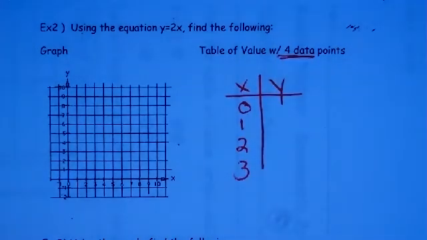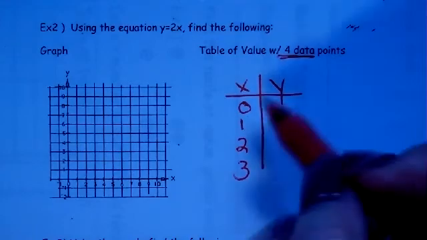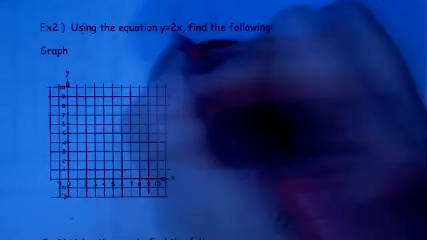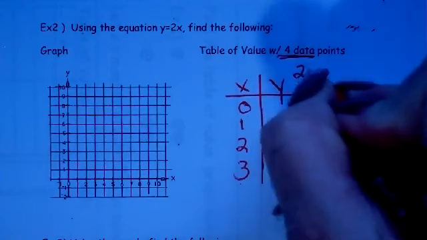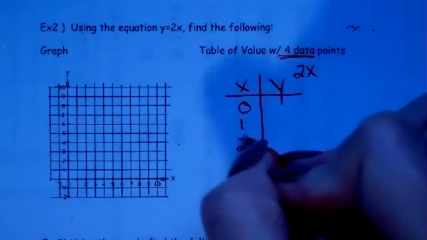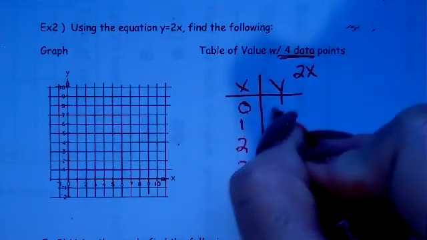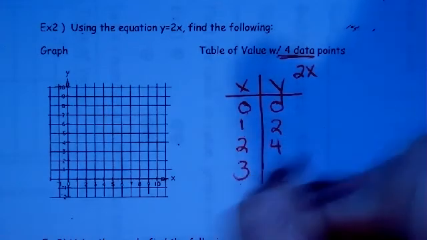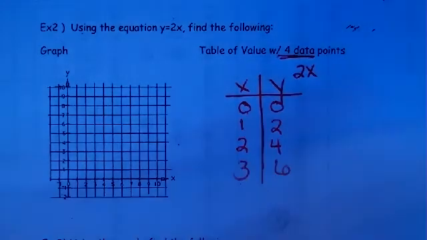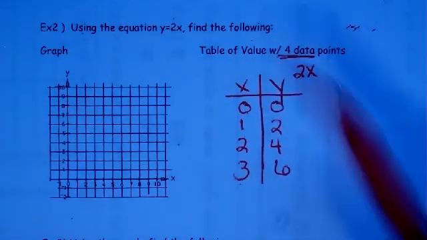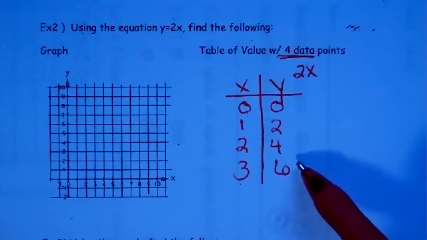Okay. Now, that's my input. To get my y, my output, what am I going to do? I'm going to multiply x by 2. So multiply each of these by 2. So 0 times 2 is 0. 1 times 2 is 2. 2 times 2 is 4. 3 times 2 is 6. So now I have translated that equation into a workable table of values.